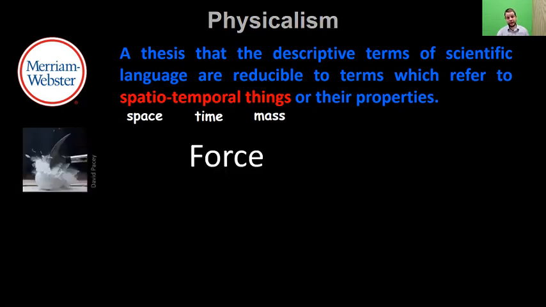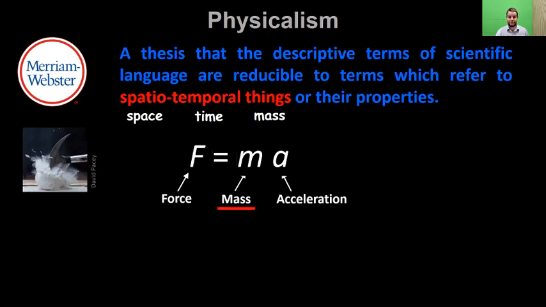Okay, so now we can answer the question, is force real? Because force, well, F equals ma. Force equals mass times acceleration. Mass is mass, and acceleration is velocity divided by time. Well, time is time, good, and velocity is space divided by time. So we've shown that force can be reduced to things to do with space and time and mass. Good, force exists, we're happy.